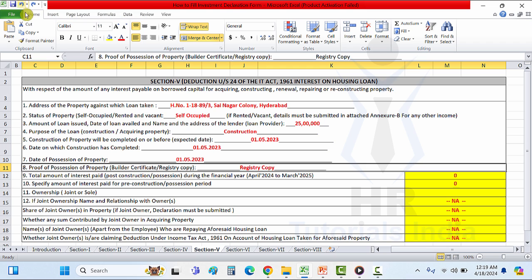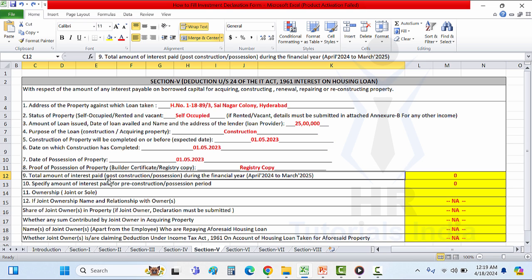Here the proof we need to submit is the registration copy. Total amount of interest paid post construction and possession during the financial year: we need to declare the amount of interest paid for the construction or possession of the property, that is 1 lakh. Specify the amount of interest paid for the pre-construction possession period. It is 0. We need to declare whether the property is self or joint.